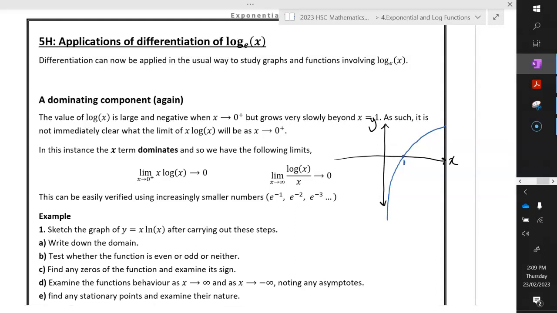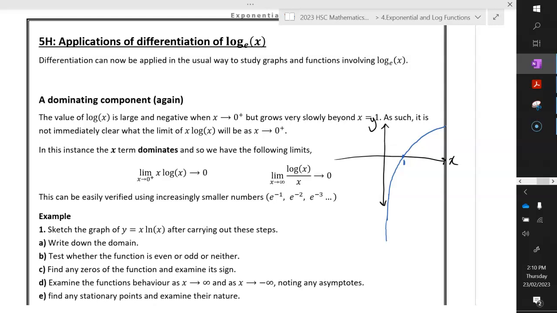So the notes over here explain basically what's happening as we approach x and infinity. It says the value of log of x is large and negative when x goes to 0 from the positive side. So that's saying as x moves down the x-axis and gets towards 0, our log curve is moving very close to 0. It's negative, but it's getting very large. That will move down there and skim the asymptote, which is the y-axis.